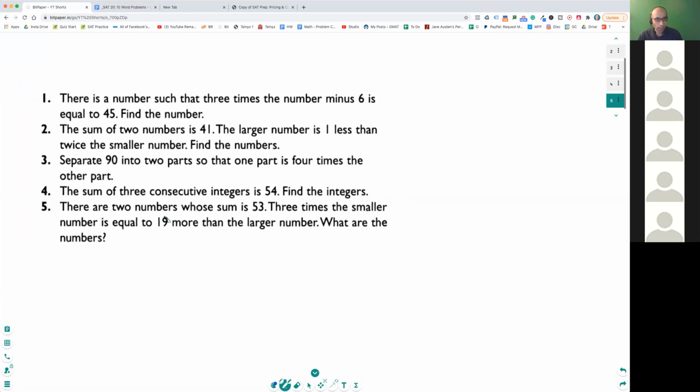Let's see how we can do another problem here. Why don't we try the same problem? There is a number such that 3 times the number minus 12 is, let's say, 72.